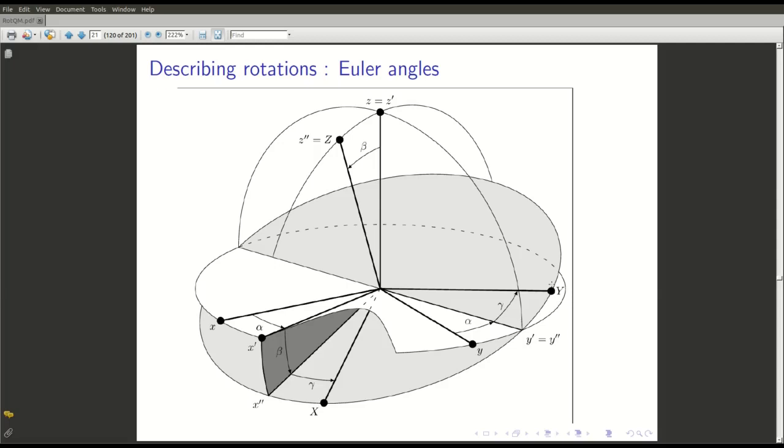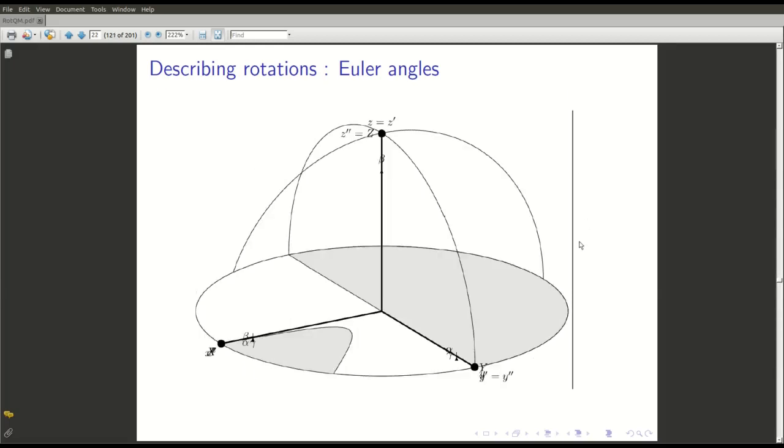Just to remind you of all this again, let me show you this in steps. So this is the initial scenario. You have x, y, z, all three axes. The original small x axis is this one. This is small y, and the one vertical is small z.